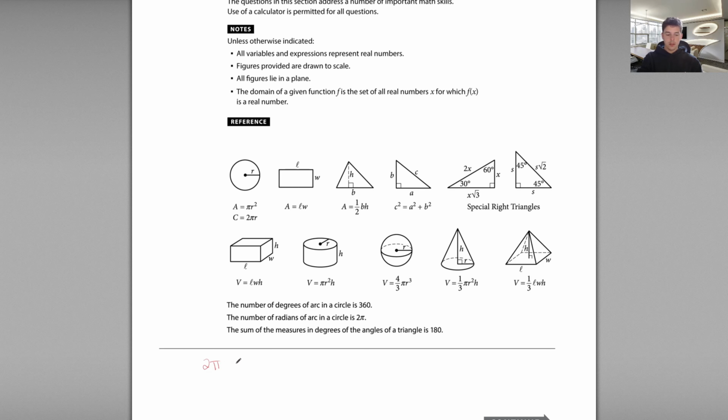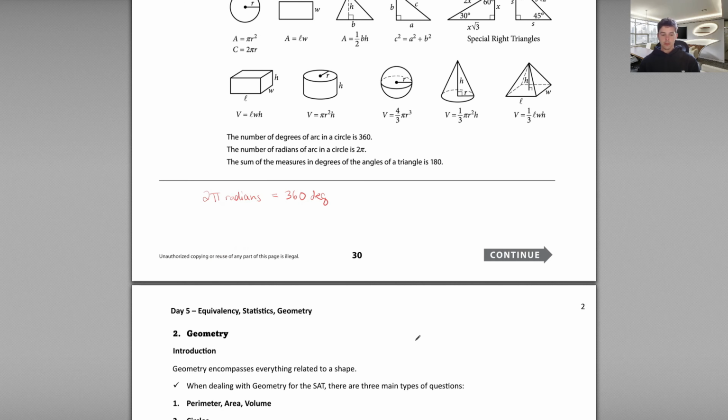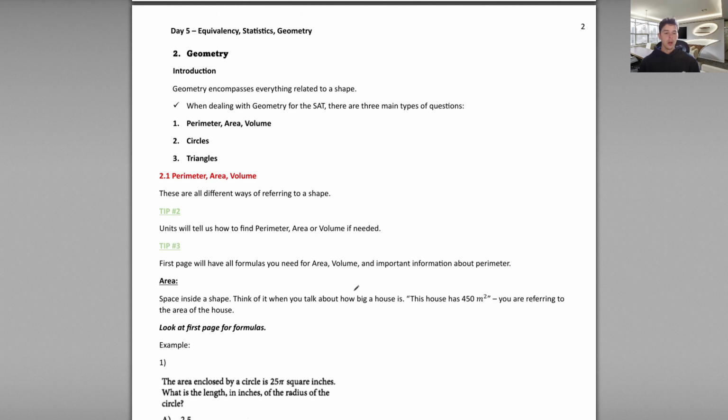Understanding what that means, it's important. So 2 pi radians equals 360 degrees. And as most of you know, I'm sure, the sum of the measures in degrees of the angles of a triangle is 180. So let's dive right into perimeter, area, and volume first.